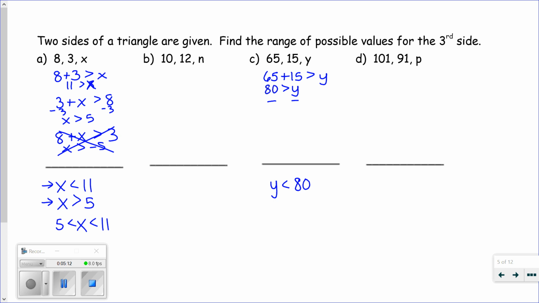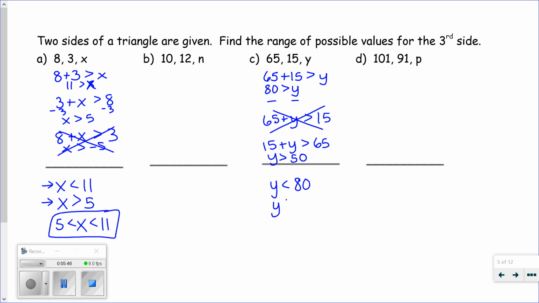Okay, let's do the next one. Now I have 65 plus y has to be bigger than 15. If I subtract 65 from both sides, notice I get a negative, so I don't need to worry about that one. And then I have 15 plus y has to be greater than 65. If I subtract 15 from both sides, let's circle that, there's my answer for that one. I'm going to get y is greater than 50.